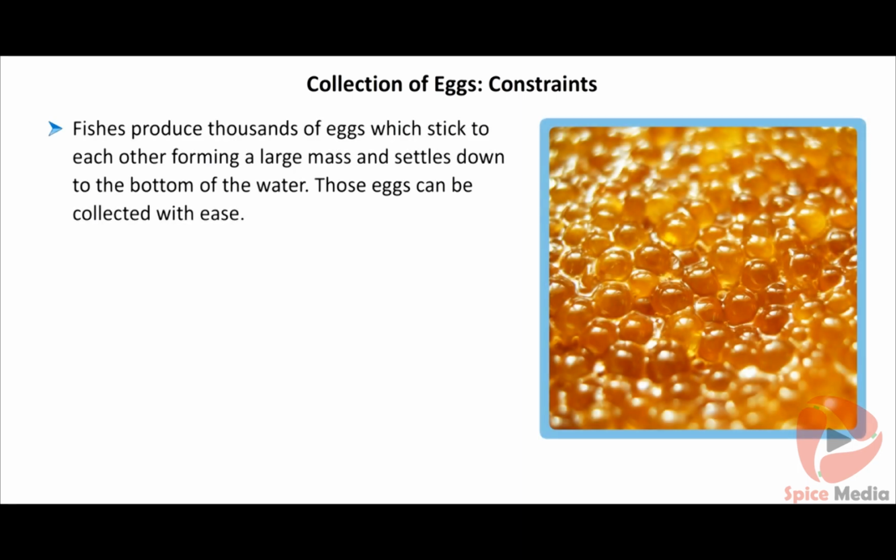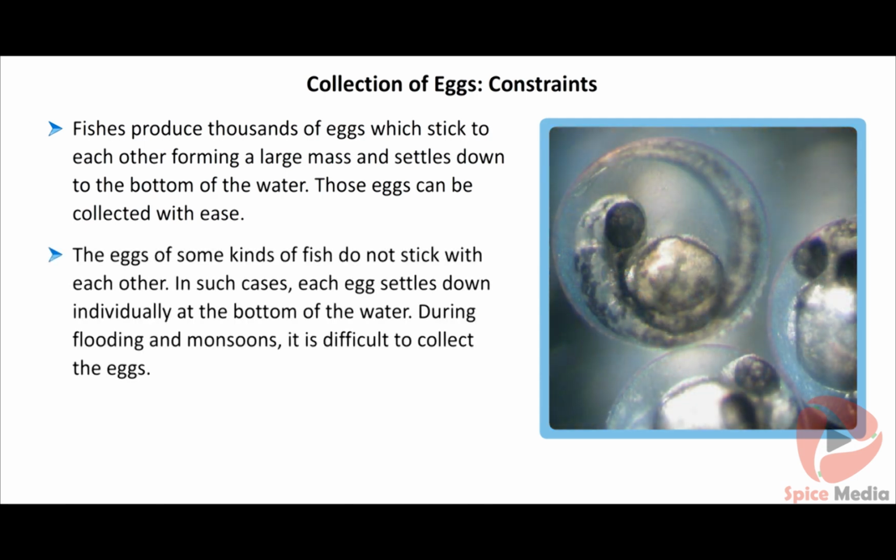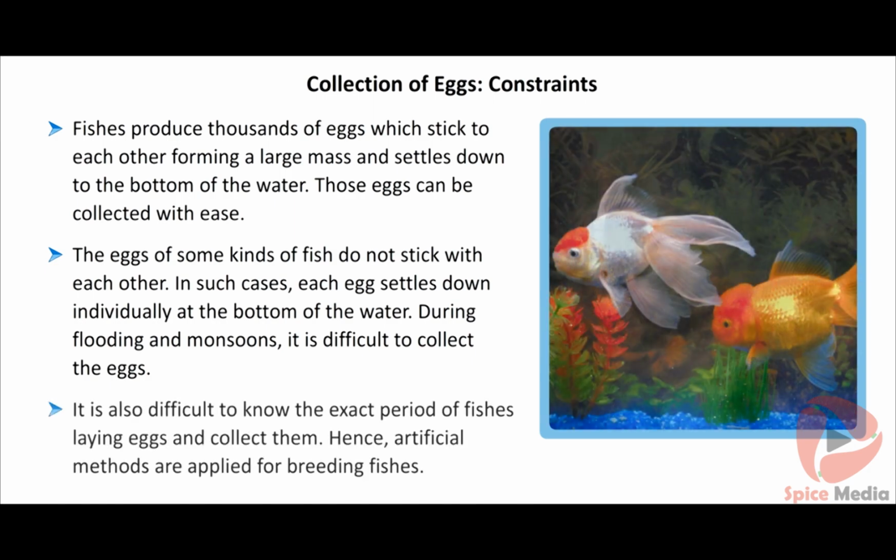Constraints. Fishes produce thousands of eggs which stick to each other, forming a large mass, and settles down to the bottom of the water. Those eggs can be collected with ease. The eggs of some kinds of fish do not stick with each other. In such cases, each egg settles down individually at the bottom of the water. During flooding and monsoons, it is difficult to collect the eggs. It is also difficult to know the exact period of fishes laying eggs and collect them. Hence, artificial methods are applied for breeding fishes.